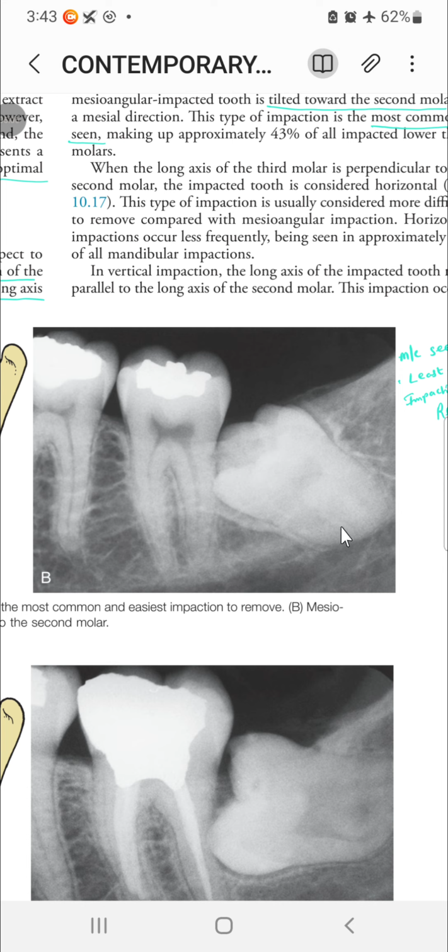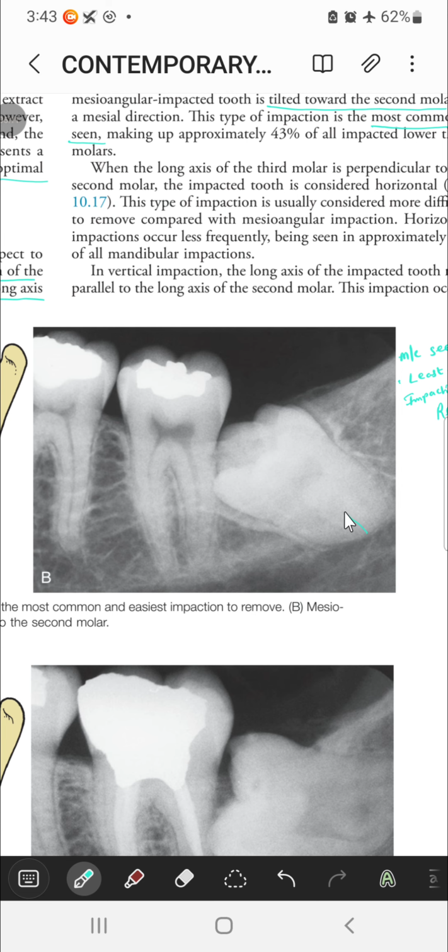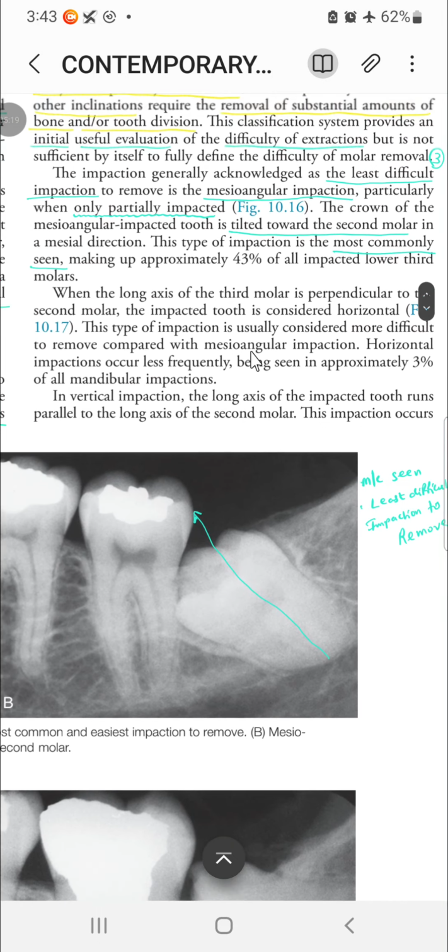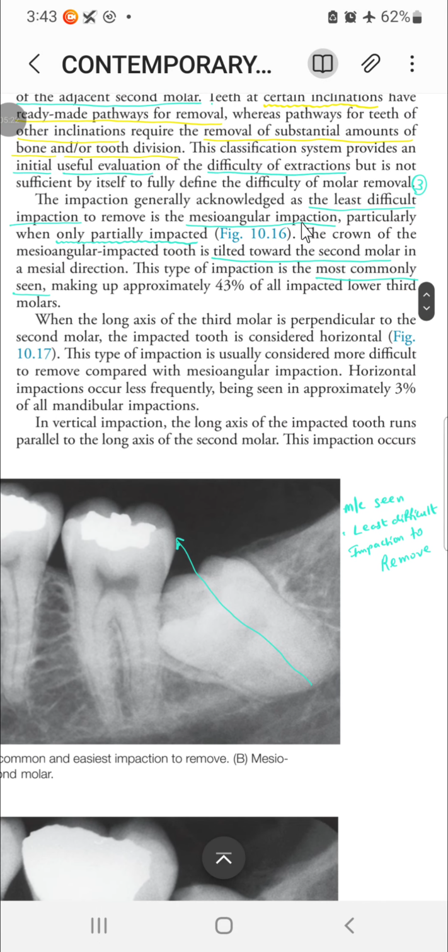That is, it is inclined towards the second molar. Very important. The crown of the mesioangular impacted tooth is tilted toward the second molar in a mesial direction. This type of impaction is the most commonly seen, making up approximately 43% of all impacted lower third molars.